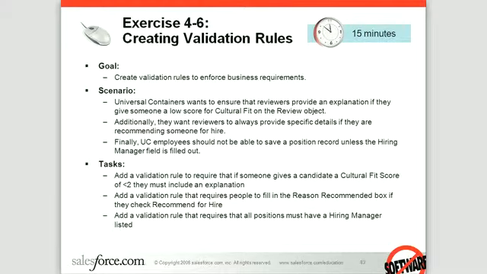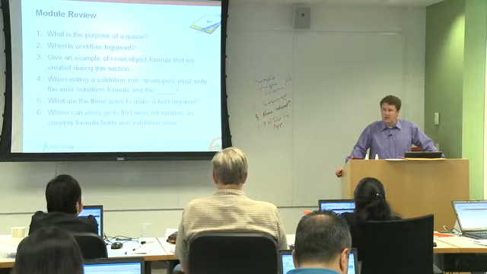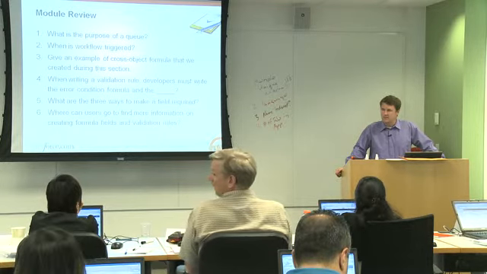All right, so in the lab exercise, what we're going to do is, if the cultural fit score is less than 2 and there's no explanation, in other words, if explanation is empty, if it's null, then let's prevent the write from occurring, okay? And then require people to fill in the text area for reason recommended if they check the recommend for hire checkbox. Okay? All right.